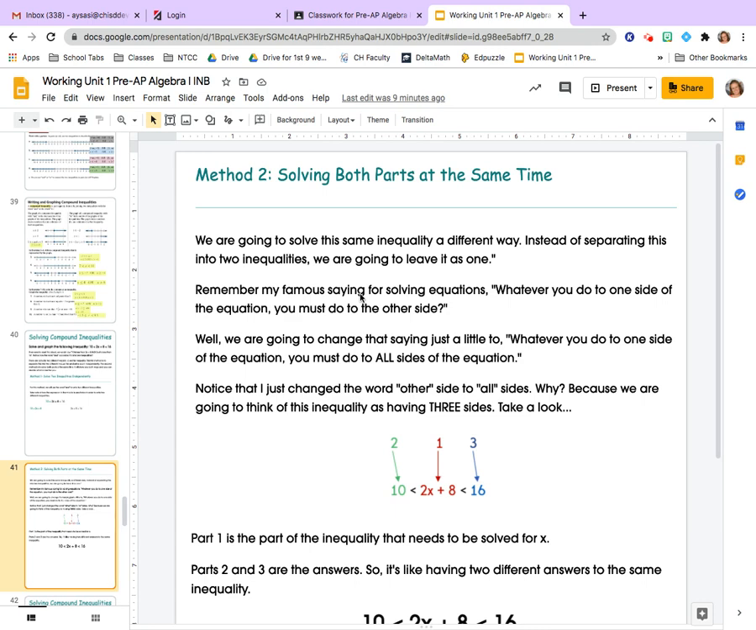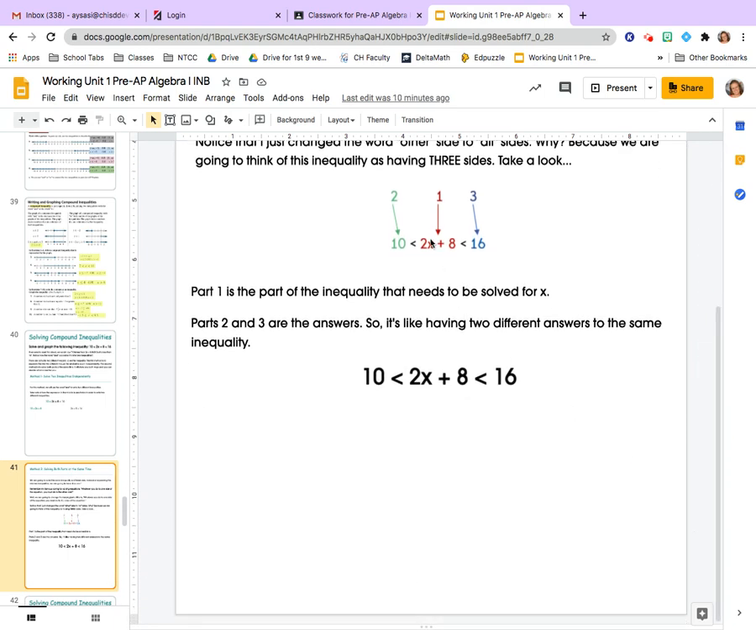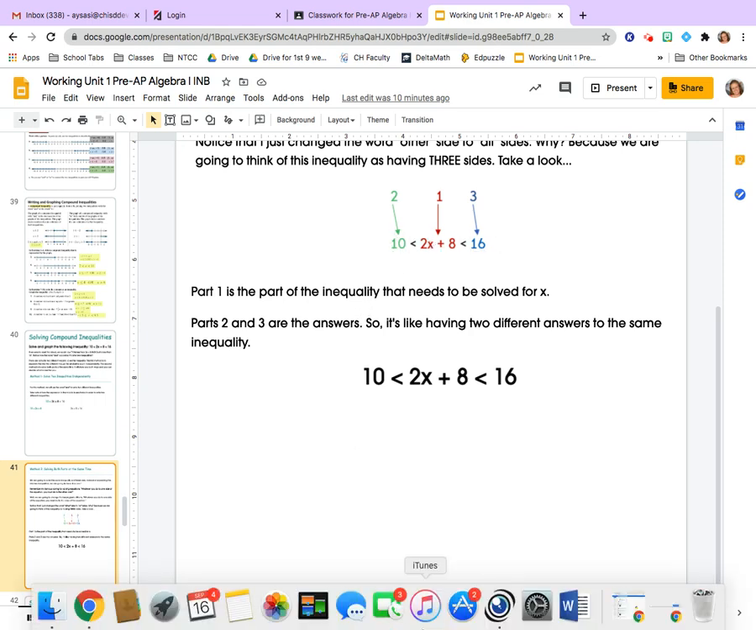Remember the famous quote that says, whatever you do to one side, you must do to the other side? Well, when you're doing compound inequalities, whatever you do to one side, you must do to all sides of the equation. So we have 3 different parts, 3 sides. So whatever I do to this side, I have to do to part 2 and part 3. So let's rewrite this equation, and we're going to work it out the way of not separating it.